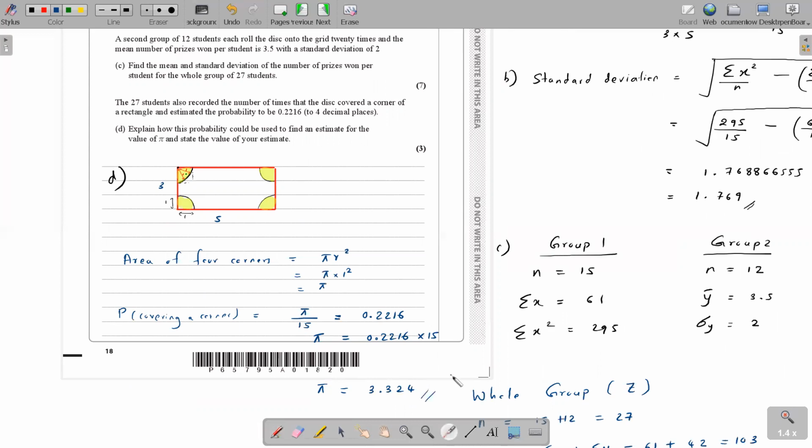So the important thing here is that you identify the center must fall within 1 centimeter of the vertex, because the radius of the disc is 1 centimeter. If it falls within 1 centimeter of the vertex, the corner will be covered, children. Okay. I hope this is clear with you all. So that is the end of this paper.